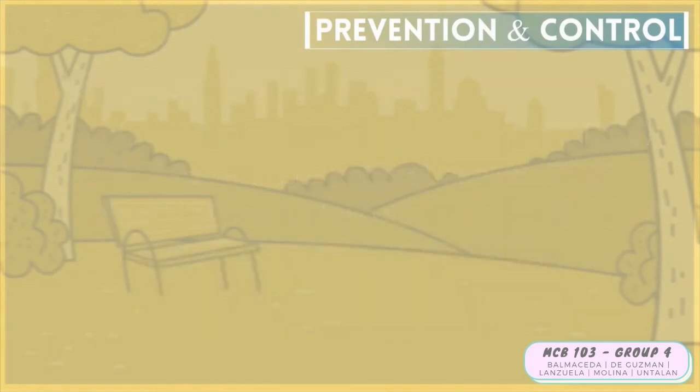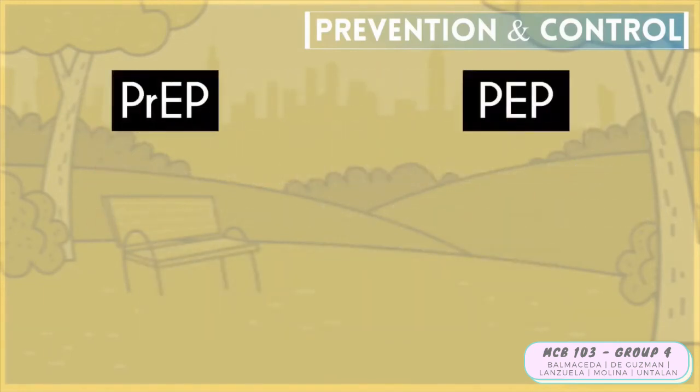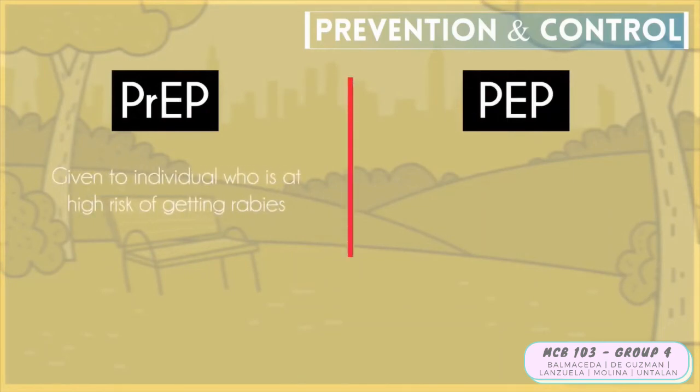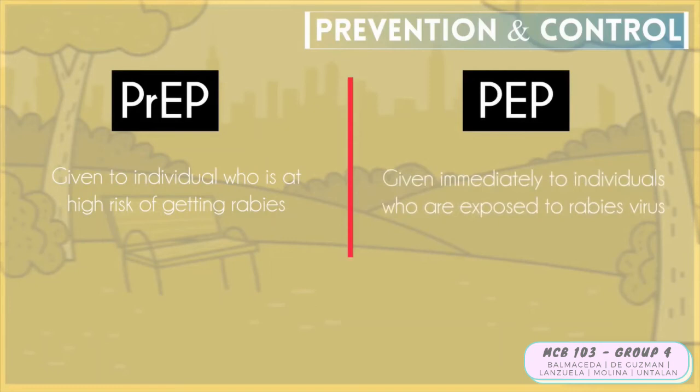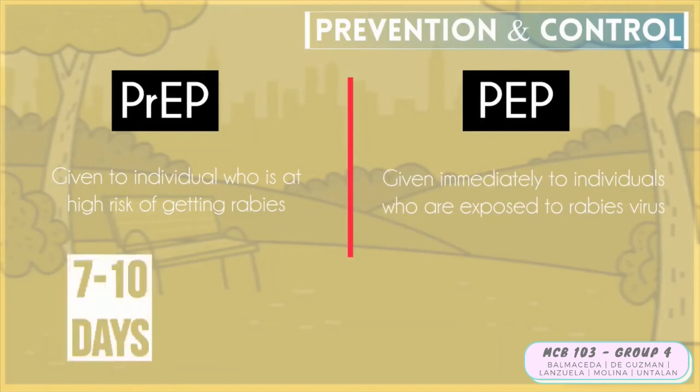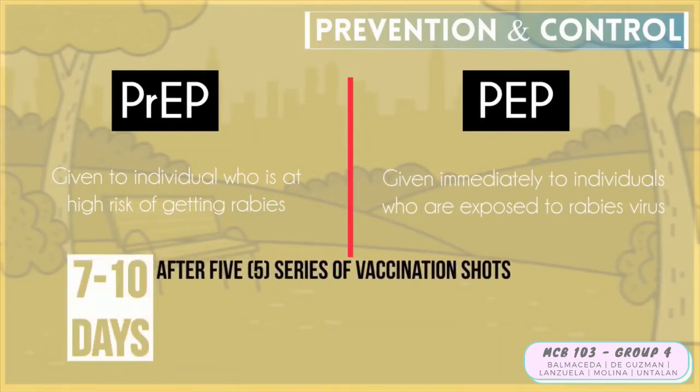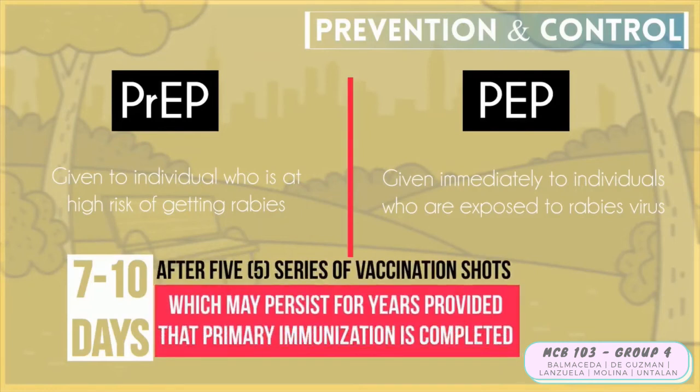The vaccines for PrEP and PEP are basically the same. However, PrEP is given to an individual who is at high risk of getting rabies, while PEP is given immediately to individuals who are exposed to the rabies virus. This active immune response is disseminated in 7 to 10 days after 5 series of vaccination shots, which may persist for years provided that primary immunization is completed.